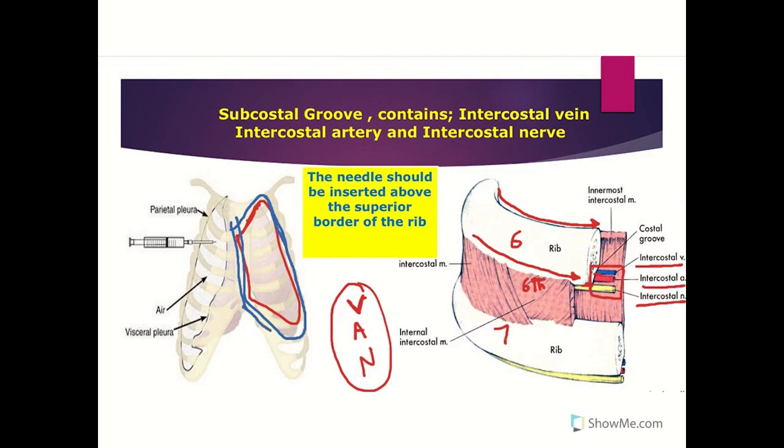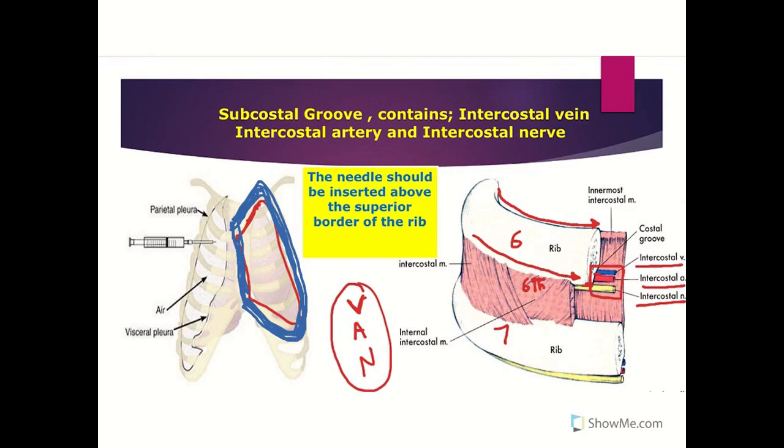This pleura has a cavity. The cavity of the pleura contains a very little amount of fluid called pleural fluid, and this fluid is just to lubricate the two layers of the pleura, so it facilitates the sliding movement of the two layers of the pleura. This fluid is very minimal, so it is not a large amount.